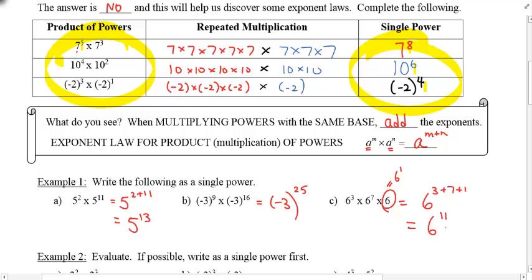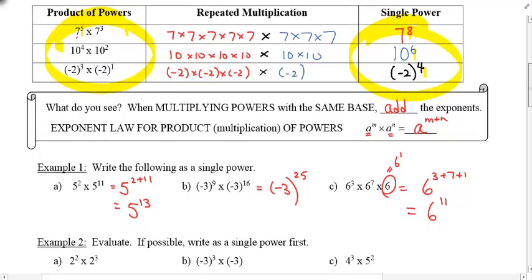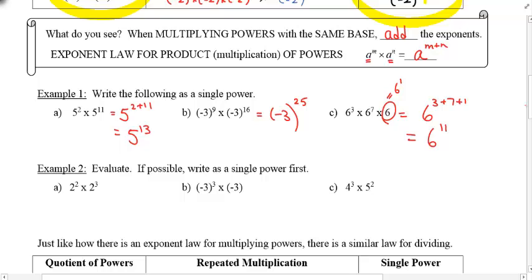That's it. Okay. So you try example number 2. I'd like you to not just write as a single power, but evaluate. So write it as a single power first, and then evaluating just means give me the standard form answer or the number. So for part A, 2 squared times 2 cubed, I see the 2 is the same as the base. 2 plus 3 is 5, and 2 to the power 5, I believe, is 32.